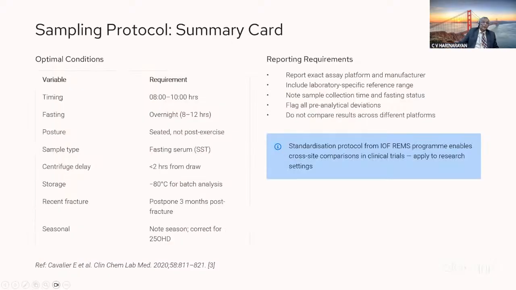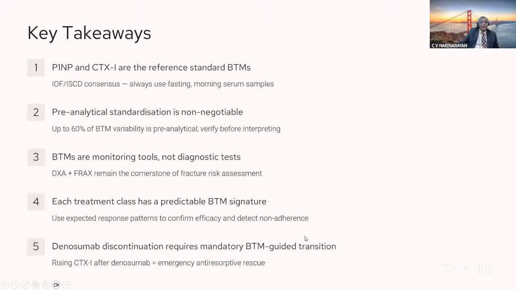So, sampling protocol. Timing: 8 to 10 a.m., fasting overnight, posture seated, no exercise. Sample type: serum, fasting, centrifuge delay less than 2 hours from draw. Storage: minus 80 degrees for batch analysis. Recent fracture: postpone 3 months post fracture. Seasonal variation: not season corrected for vitamin D.